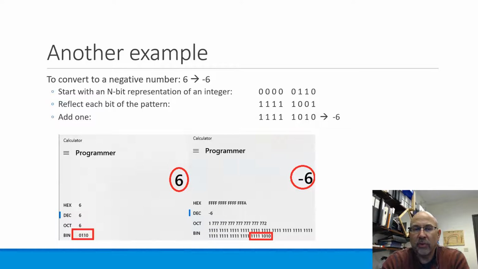So let's do another example real quick. 6 to -6, it's the same idea, right? We take however many bits we're using to represent the number, we flip them, and then we add 1. And so that's what a -6 looks like, and we can see that our Windows calculator does the exact same thing.